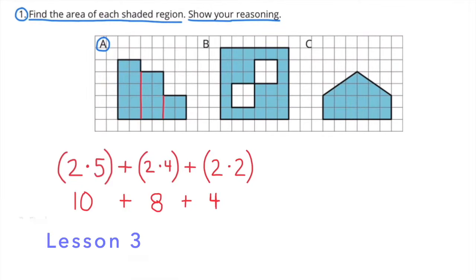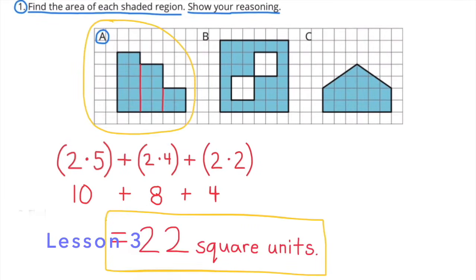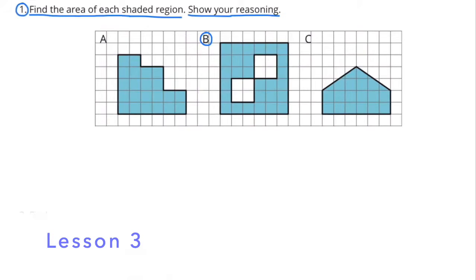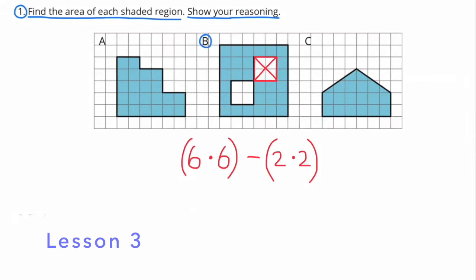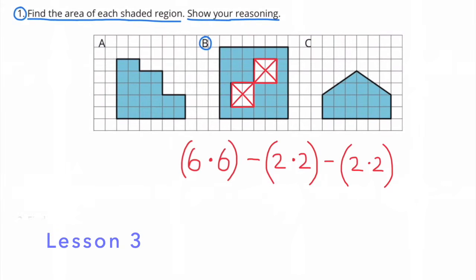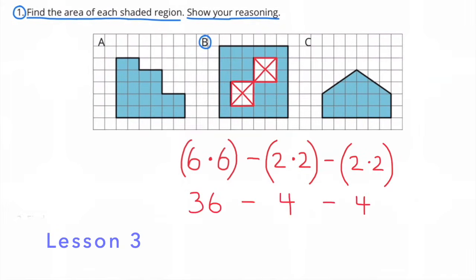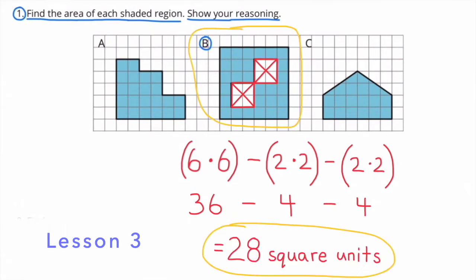And the square on the right side is 2 units wide by 2 units tall. 10 plus 8 plus 4. The area of shape A is 22 square units. B. This shape can be looked at as a square with a side length of 6 and 2 smaller squares that were removed. So 6 times 6 minus 2 times 2 minus 2 times 2 equals 36 minus 4 minus 4. The area of B is 28 square units.